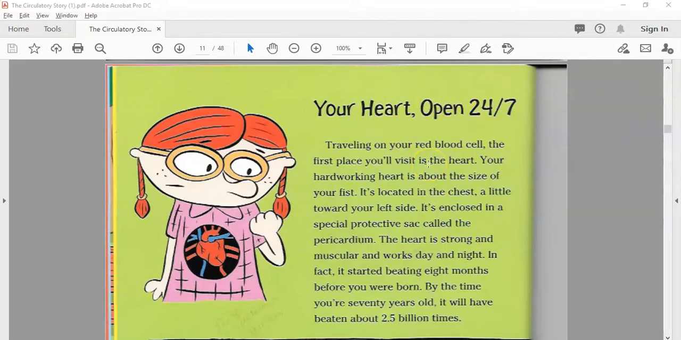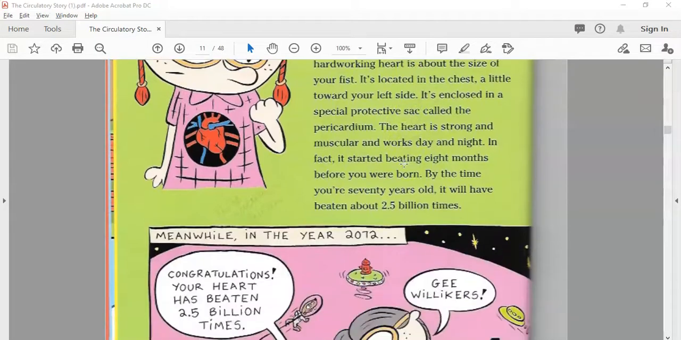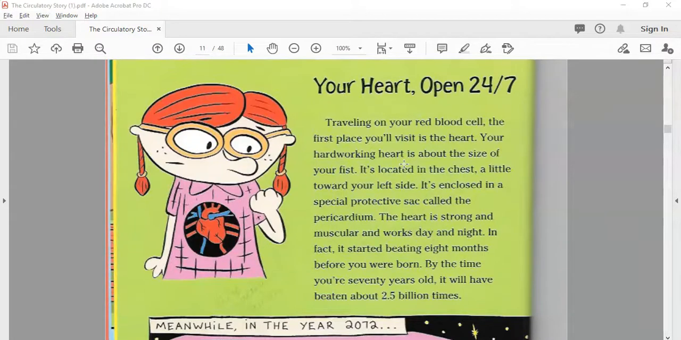You know those stores that say open 24/7? That means they never close. Your heart never takes a day off. It never closes and never stops beating, of course, until you pass away. So if we scroll down, we're going to start.